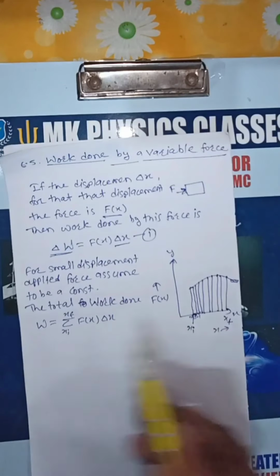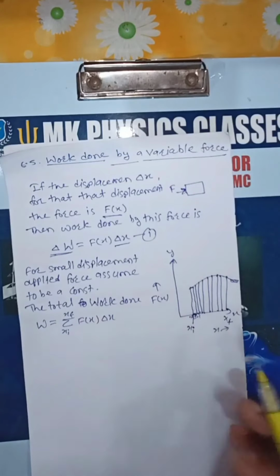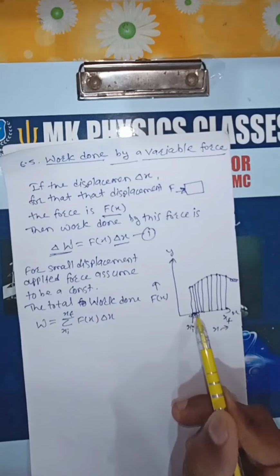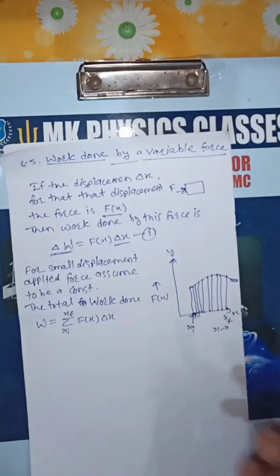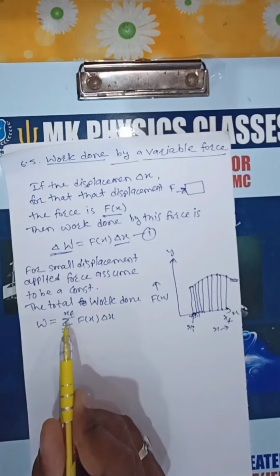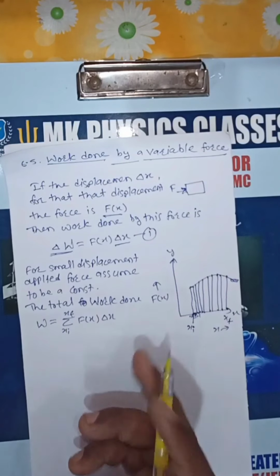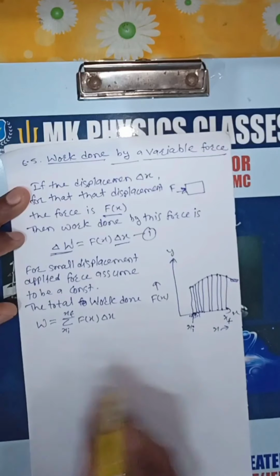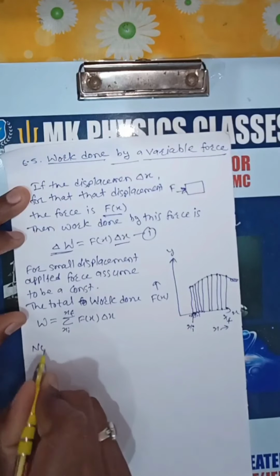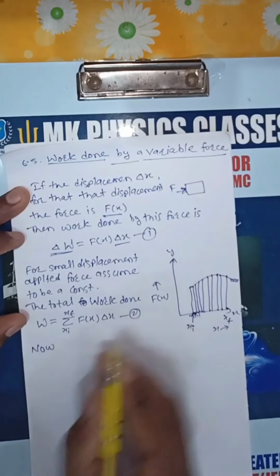Okay, in that case the total work done is the first work done plus the second work done, third work done, fourth work done, and so on. Therefore, the total work done is equal to the summation over xi to xf of f(x) into delta x. This is equation 2.